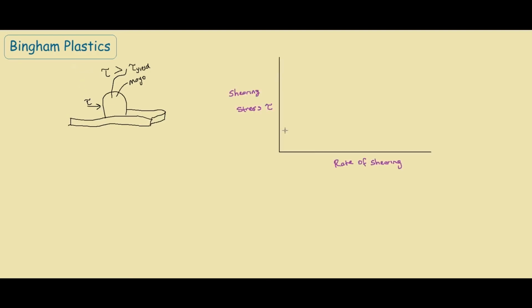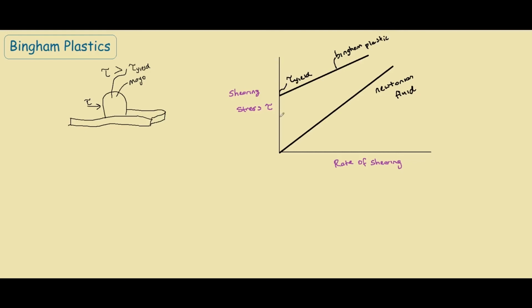So over here, I've drawn a graph of shearing stress versus rate of shearing. If we were to look at a Newtonian fluid, the graph will look like that for the Newtonian fluid. And for the Bingham plastic, it will look something like this. So this over here is the Bingham plastic. And this over here is its τ yield.